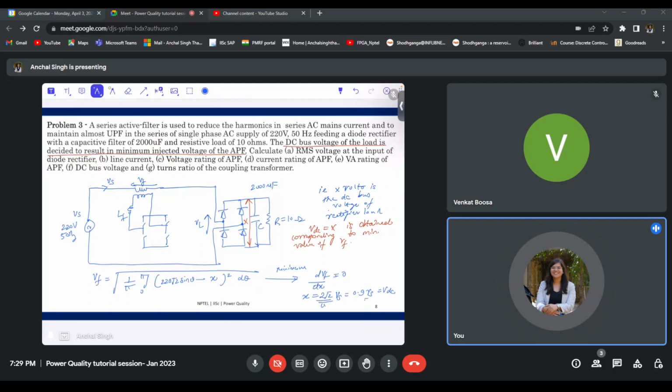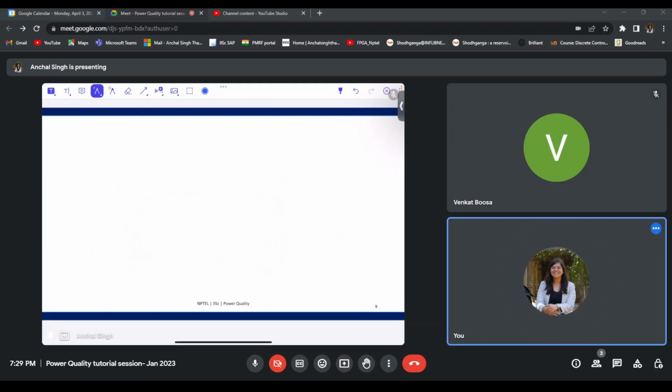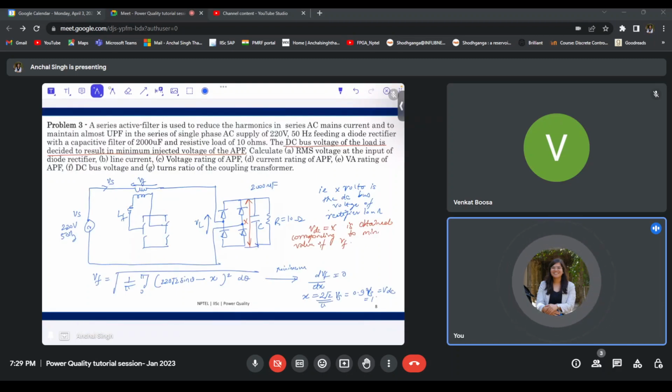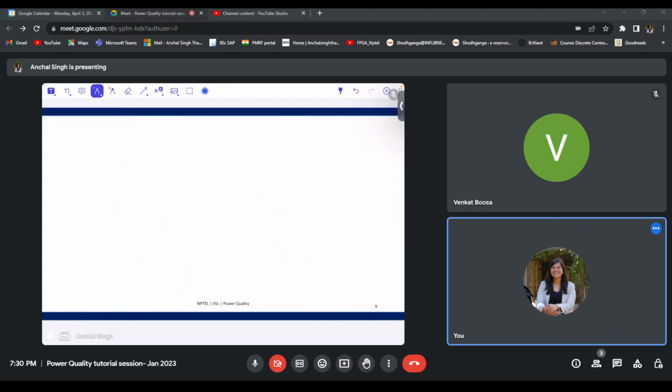The value of 0.9 into Vs will come out to be 198.07 volts. We will be deriving this expression in a later problem, so in case you are having trouble with the derivation, you can look there. Now, we have been asked first of all to find the voltage obtained at the point of common coupling, or the RMS value of the point of common coupling voltage.